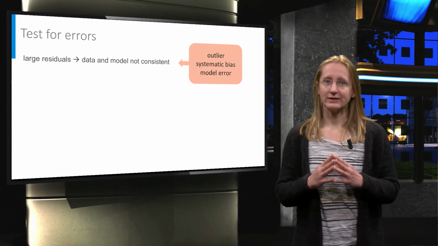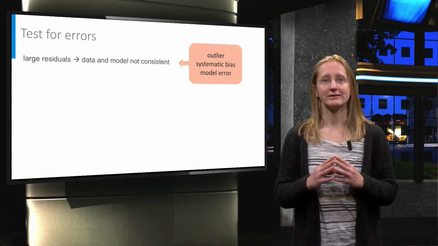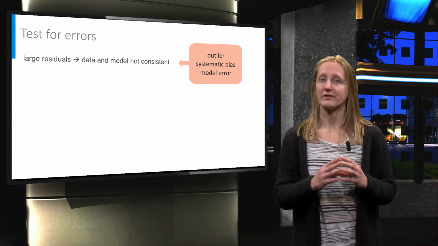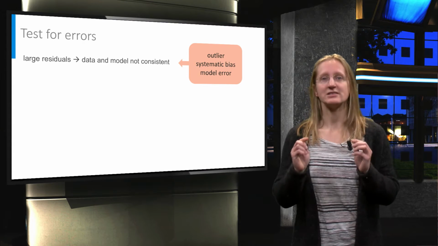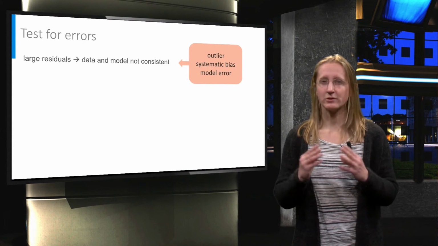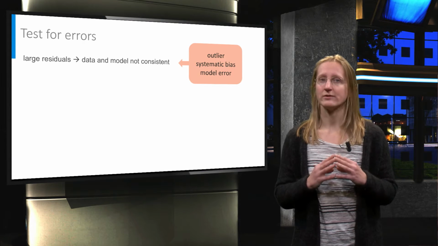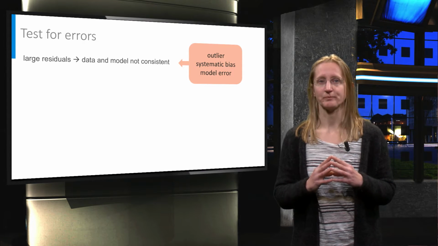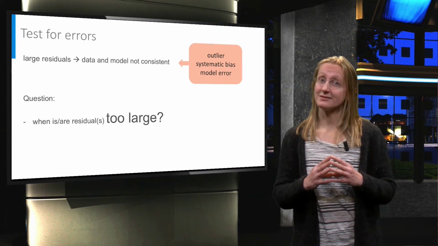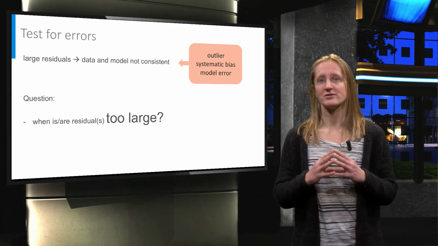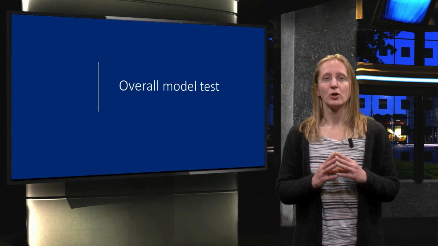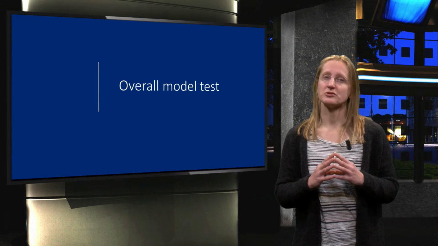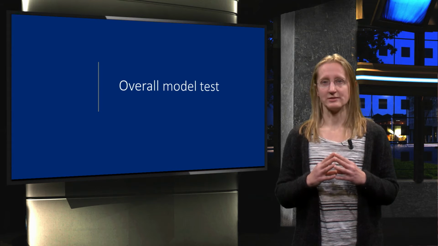We have learned already that large residuals can be an indication that something is wrong with either the observations or the mathematical model. In this video, we will introduce the criterion in order to decide when the residuals are too large, which means that we suspect the presence of an error not being in the normal range of the random errors. What we will do is to introduce the so-called overall model test.